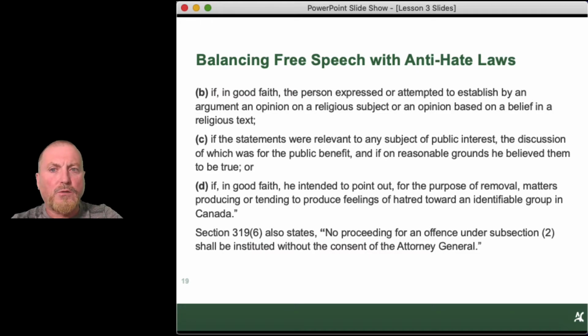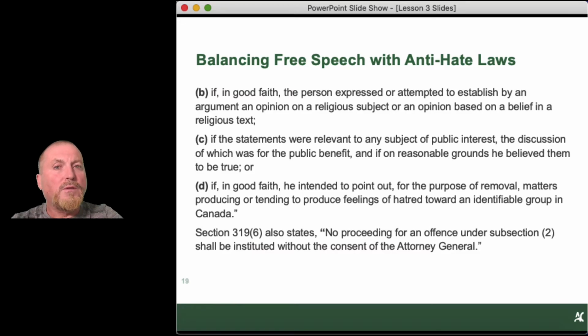Or if the statements were relevant to any subject of public interest, the discussion of which was for the public benefit, and if on reasonable grounds he or she believed them to be true. Or, if in good faith he intended to point out, for the purpose of removal, matters producing or tending to produce feelings of hatred toward an identifiable group in Canada. In other words, they were referring to something else. So under these conditions, the state would be highly reluctant to proceed with any kind of criminal prosecution of that speech.